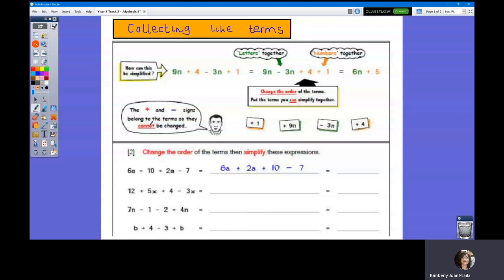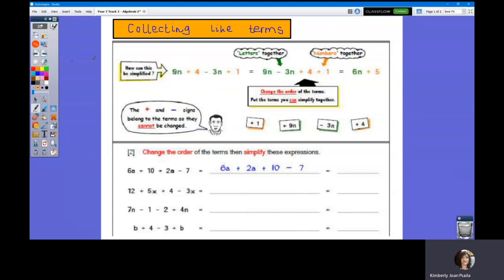Hello again. Today we're going to talk about collecting like terms. Okay, so what do we have here? We have this expression and we need to simplify it. Now, if you look properly here, you have different terms. Okay, they are in different colors and also constants. Now, how can we rearrange this expression?